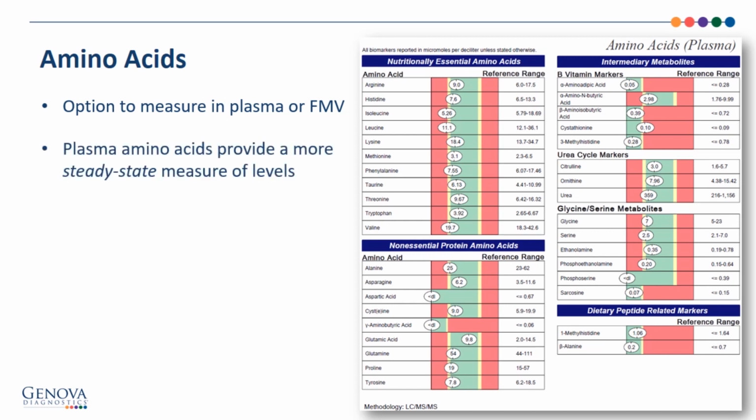Plasma amino acids provide a more steady state measure of levels. So when you're looking at this amino acids plasma, for example, you're looking at a time frame of about 24 days regarding the dietary intake of protein. In a first morning void amino acids test, you're really looking at the more immediate dietary intake of protein over the last 24 to 48 hours. So a steady state comes with plasma. A more recent dietary intake of protein comes from first morning void.